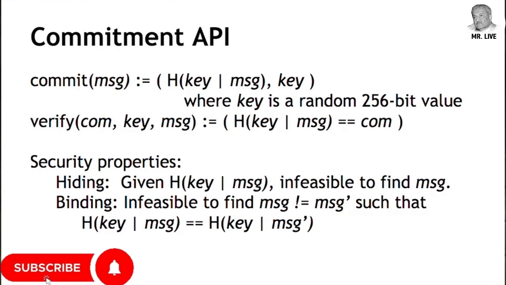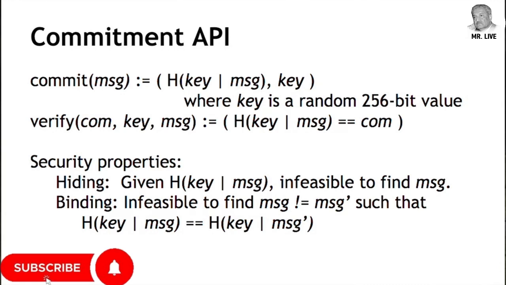Then later, to verify, someone is going to compute this same hash of the key they were given, concatenated with the message, and they're going to check whether that's equal to the commitment that they saw. Okay, so this is a way of using hash functions both in the commitment and in the verification.